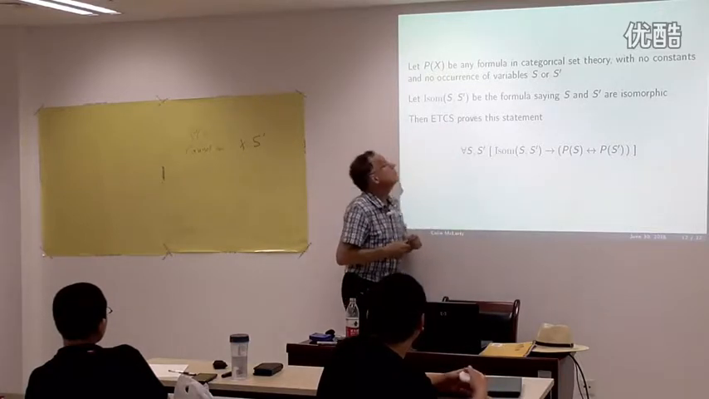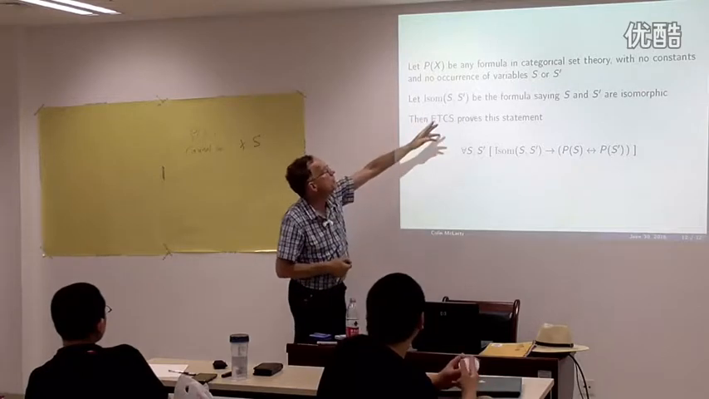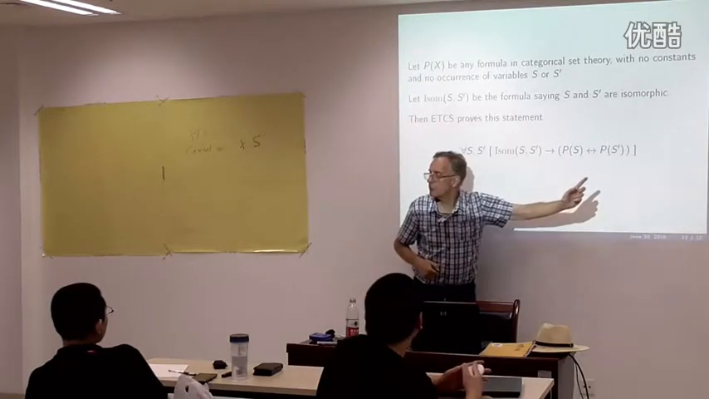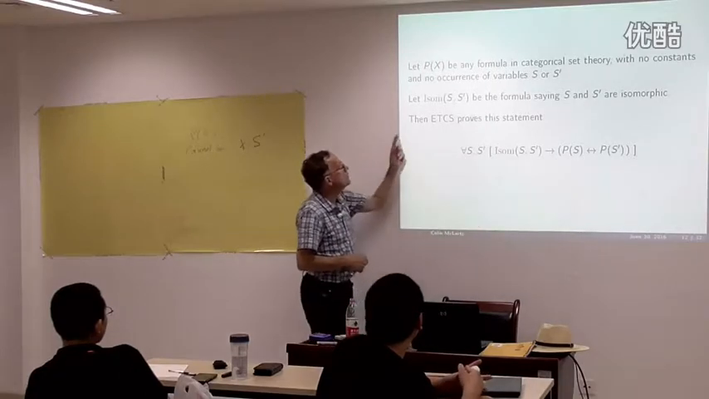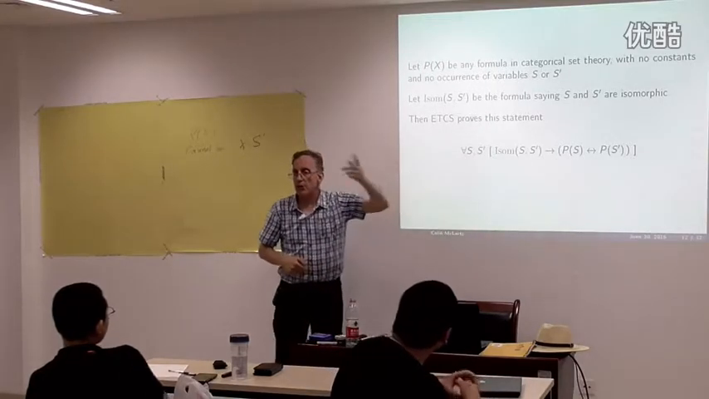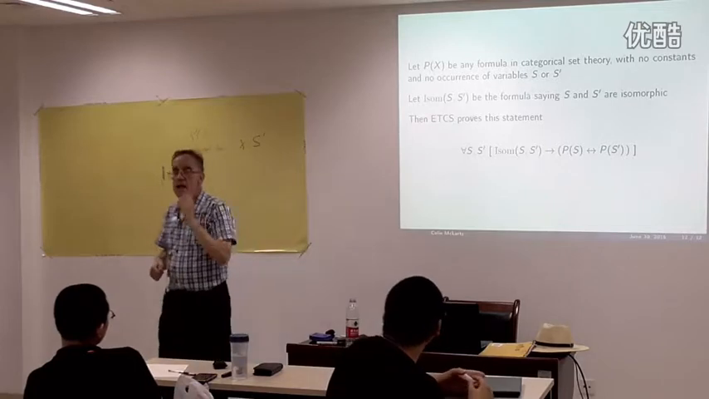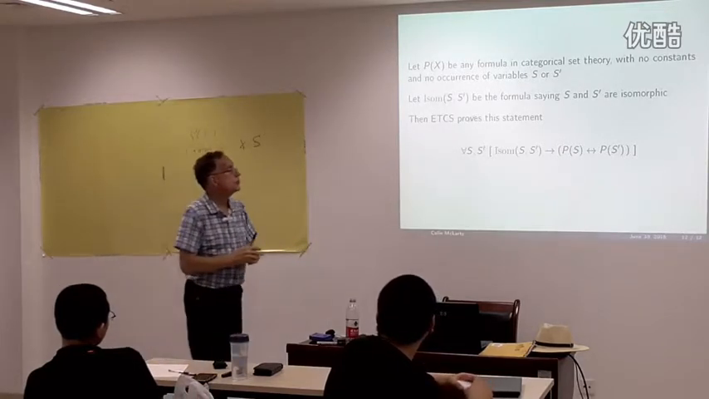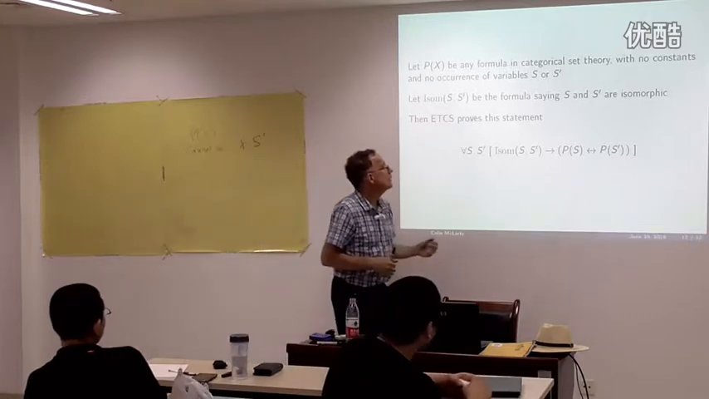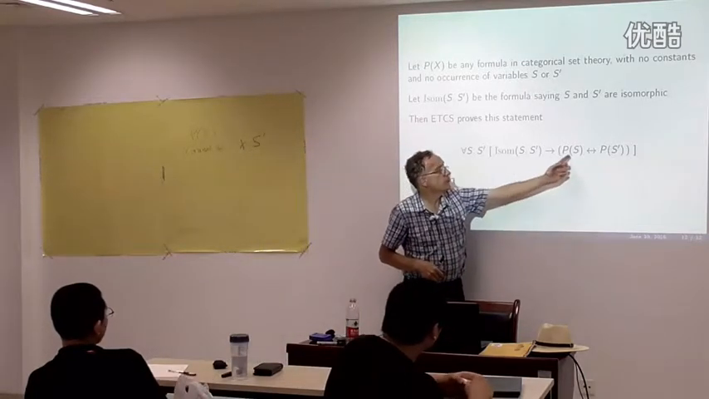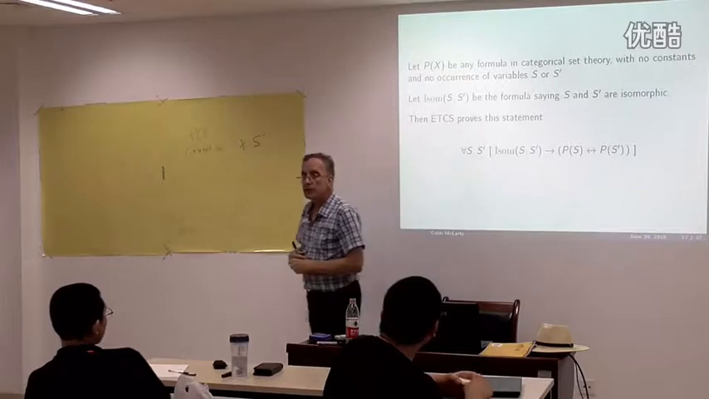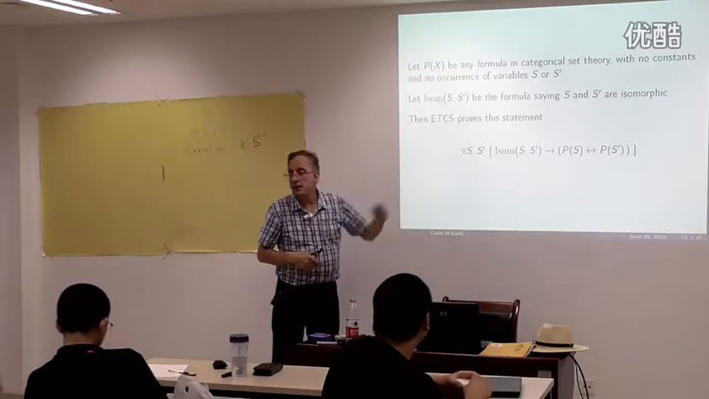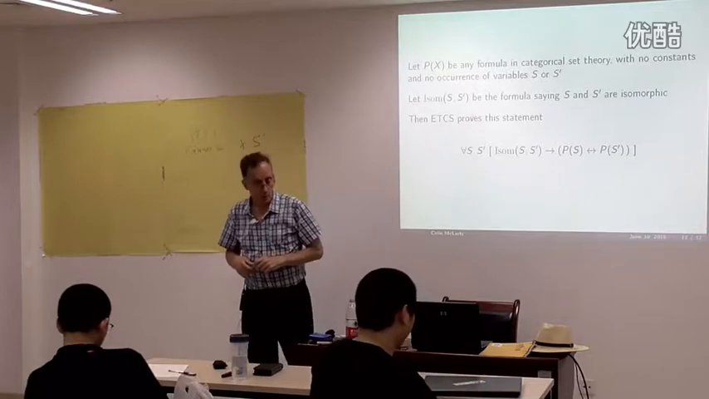Take a statement that doesn't name particular things, and doesn't happen to use these two variables. Then ETCS proves this statement. It's not just that we know it's true, the axioms actually prove this statement. For properties that don't name particulars, any two isomorphic sets, if one of them has it, the other does. Now this includes properties where the theory may not prove whether anything has that property or not.